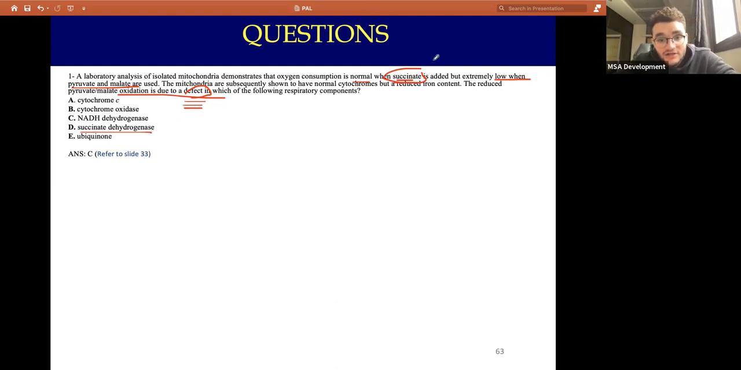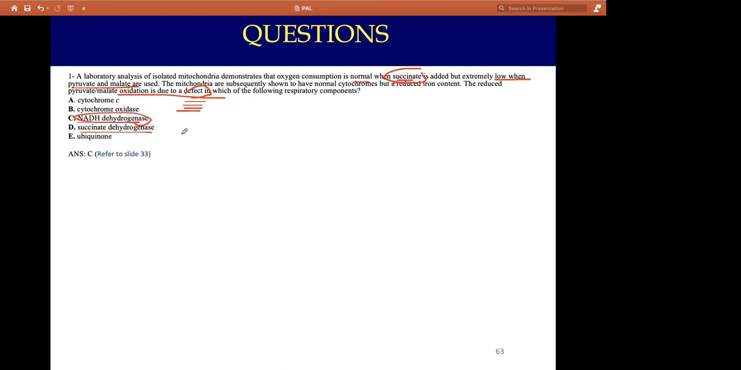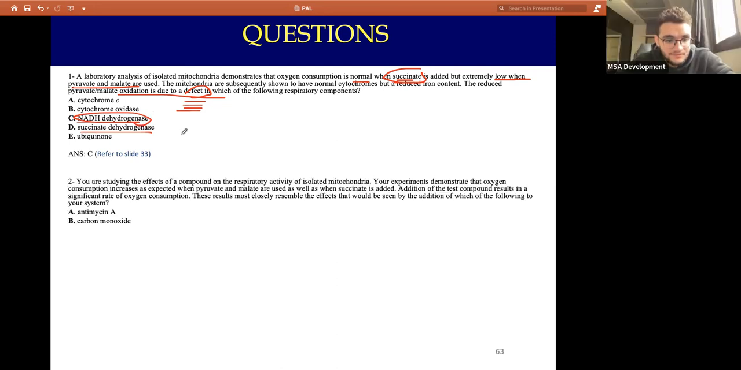So when you add succinate, oxygen consumption is normal. However, when you add pyruvate and malate, complex number 1, the oxygen consumption was not normal. So the entire chain did not form, or technically you can say it was inhibited. As a result, there's a defect in the first complex, which accepts the NADH from pyruvate and malate. Okay. Second question.